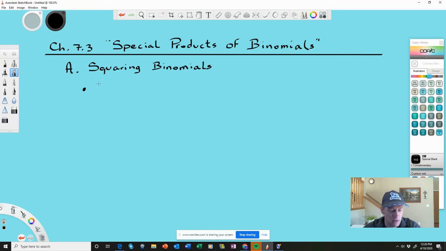All right, so here is a first example of squaring a binomial. I'm going to have x plus 3 squared. As you might recall, this is a polynomial, but it's a special kind of polynomial called a binomial because it has 2 terms. Because it has 2 terms, it's a binomial, and we're going to be squaring it.